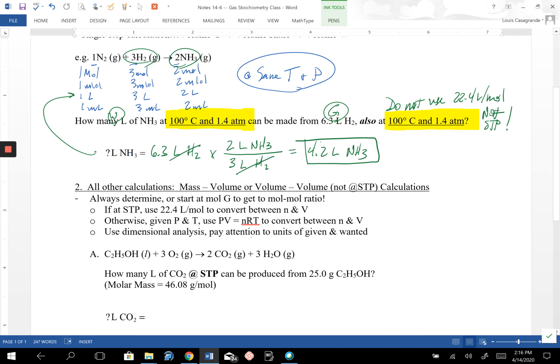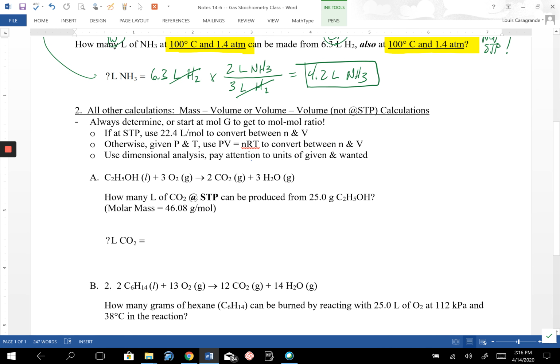Now, the next kind of calculation is going to be, suppose you don't have gases at the same temperature and pressure, or even worse, you don't have a gas at all, but you've got a solid that's going to give you a mass or something along those lines. So you've got two options.